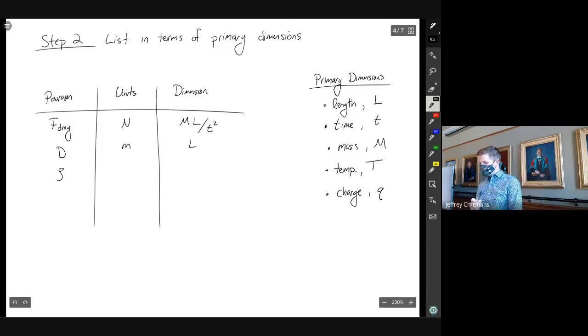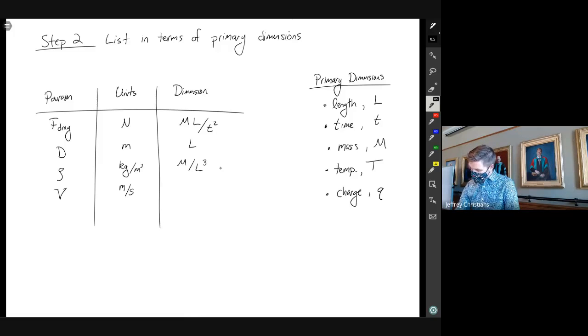Density. Units on density. Kilogram per meter cubed. So our dimensions are mass per length cubed. Velocity, we'll save the best for last. So velocity, something like a meter per second. So that is a length per time.